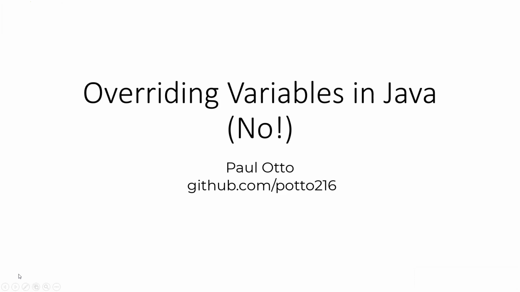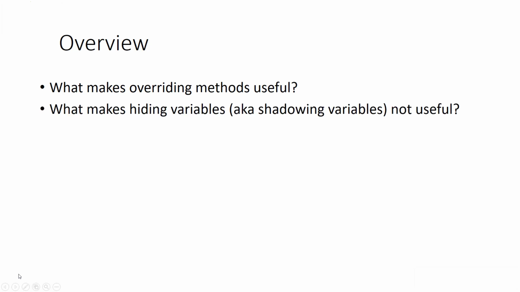But why do we care? This question drives two more questions. The first question is, what makes overriding methods useful? Why do we care about that? What's the real benefit? And then what makes hiding variables, otherwise known as shadowing variables, not useful? So why would we want to avoid those?